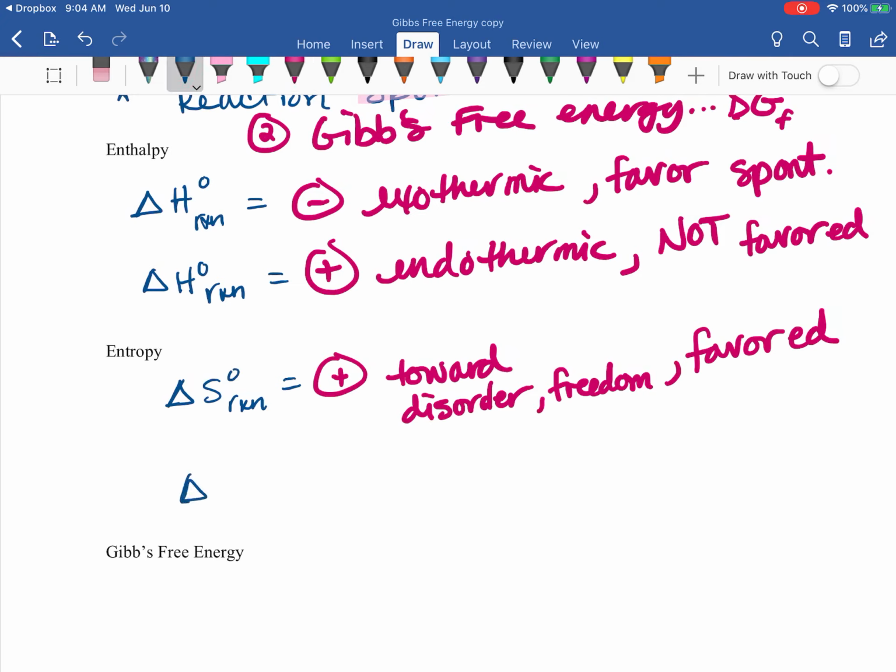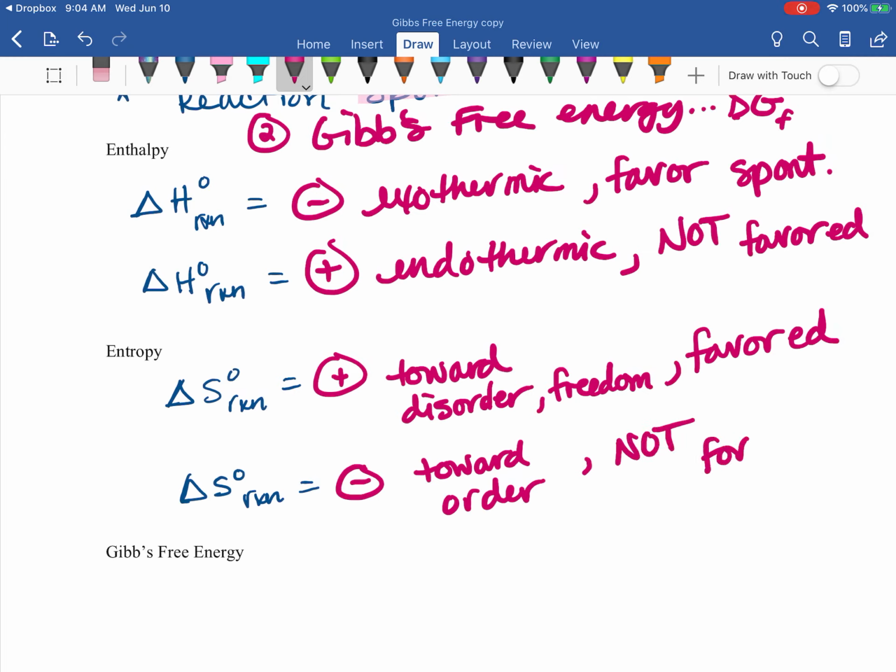Okay? And then let's take our opposite. What if you take that water and you freeze it? Well, now your entropy is negative. You are going towards more order. That is the opposite of the way of the universe. So that is not favored.